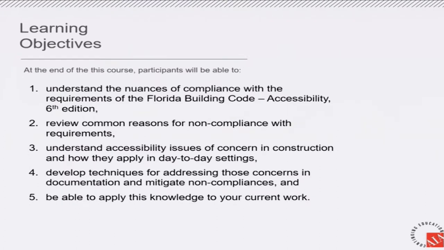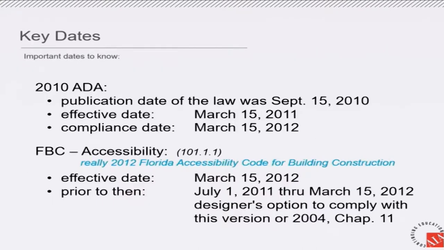What we're going to do is try and understand those nuances of compliance. This is an advanced course, so we're going to focus on the Florida Accessibility Code for Building Construction, understanding that the ADA and the Florida Accessibility Code are very, very similar. And where there are differences that are pertinent to our conversation, I'll highlight them. We're going to look at the common reasons for non-compliance, some of which you might know. We're going to look at a few things that you might have missed. And then understand how construction affects accessibility issues, because a lot of it happens then.